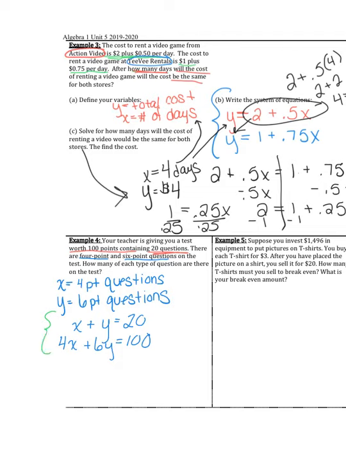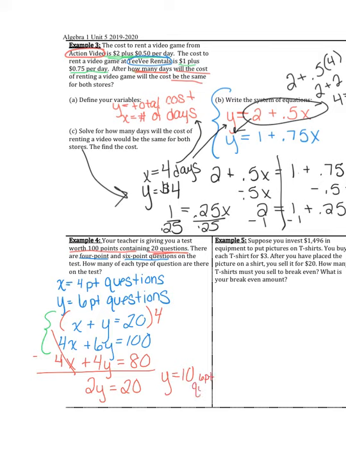And then I always prefer elimination. So I would go ahead and multiply the top equation by 4, giving me 4x plus 4y is equal to 80. We'll go ahead and subtract, so my x's cancel. I'm left with 2y is equal to 20, and so that gives me a y value of 10 6-point questions. And if I have a total of 20 questions, then that would make 10 4-point questions. So I think the hardest part is just setting this up.